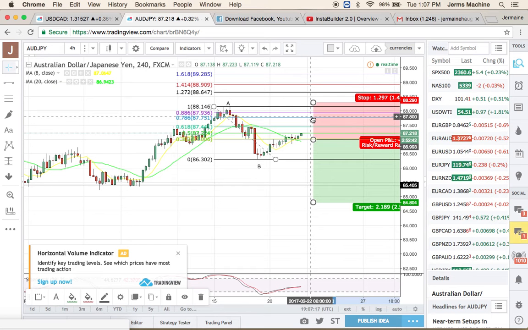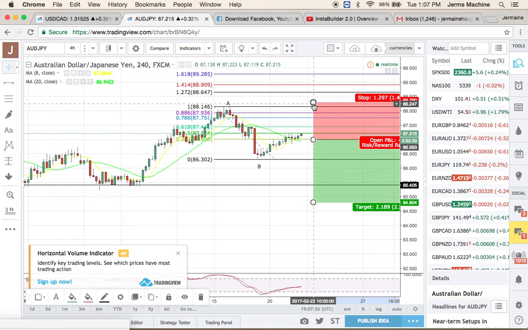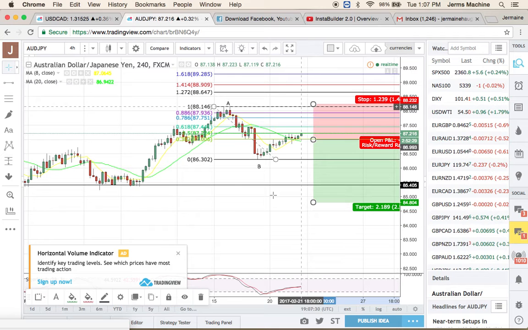There are a million ways to trade, but the people who are disciplined and do the same thing over and over again, they're the ones that make money in the market, okay? So that's using the Fibonacci tool in a nutshell.